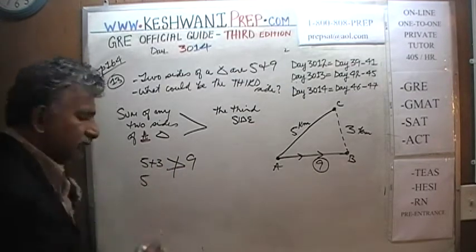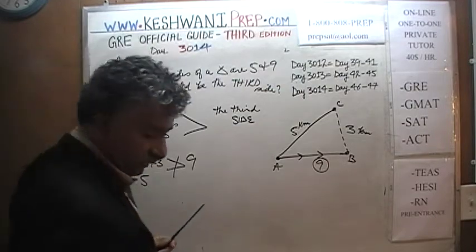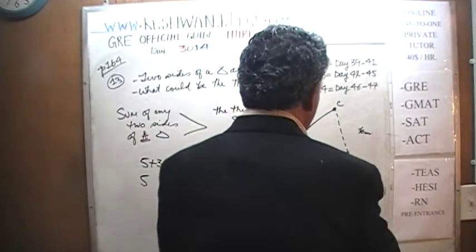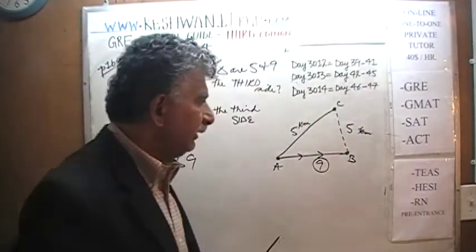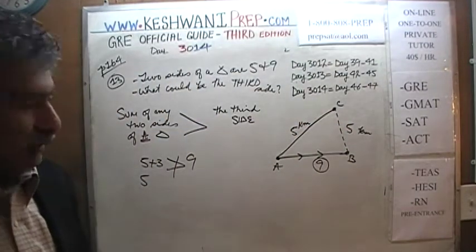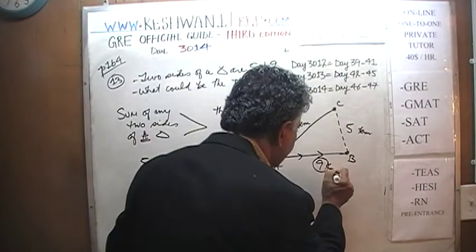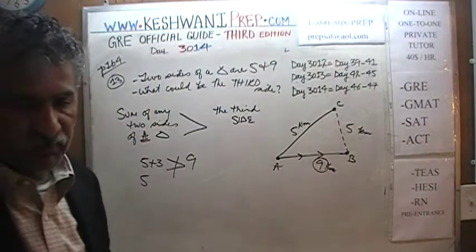Is 5 possible? Yes, 5 is possible, because now what you're telling me is that if I drive from A to C, I'll drive 5 kilometers. If I go from C to B, I'll drive 5 kilometers again, hence a total of 10 kilometers. But the straight route is only 9 kilometers. Well, that is possible. That is quite possible.